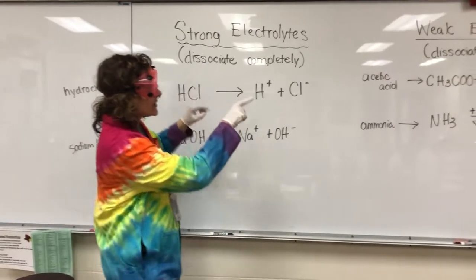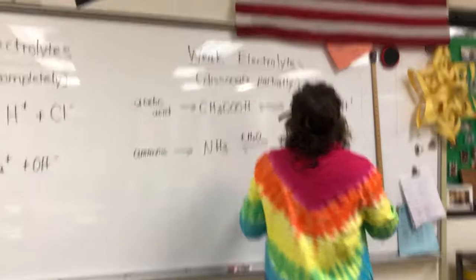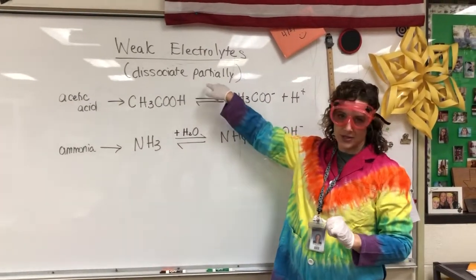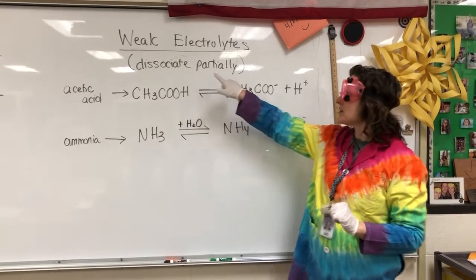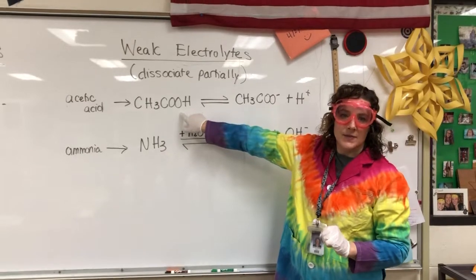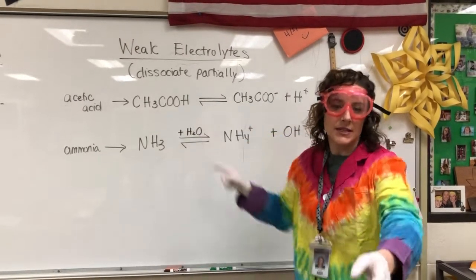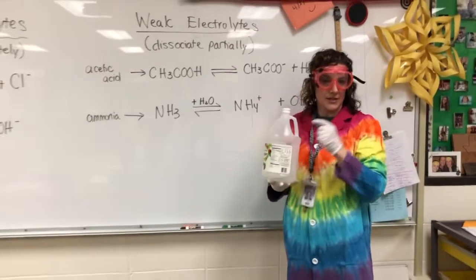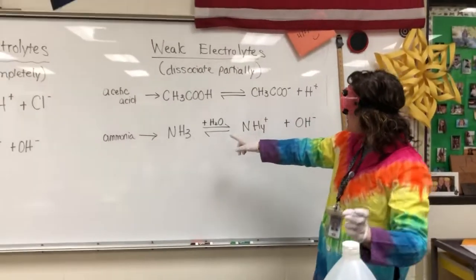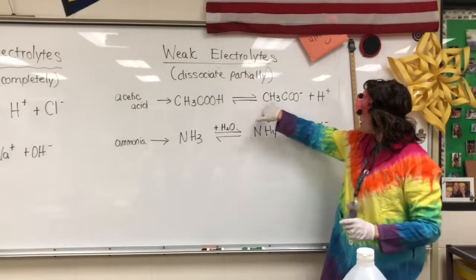Now if we look over here, Zoe, those things that are weak electrolytes dissociate partially. They'll still break apart, but only partially. So what does that mean? Acetic acid is an example of that, and vinegar is really the solution of acetic acid that we find in our house. Ammonia is another example. So these are still going to break apart.